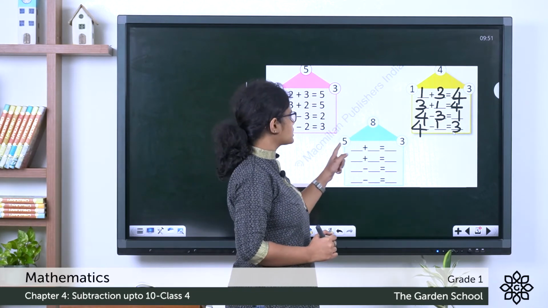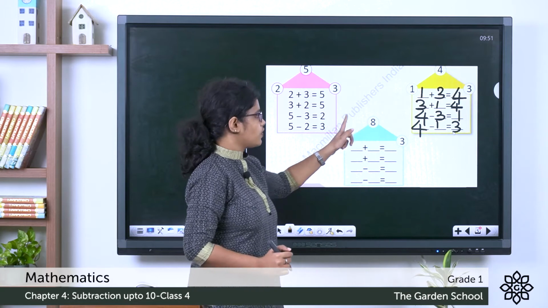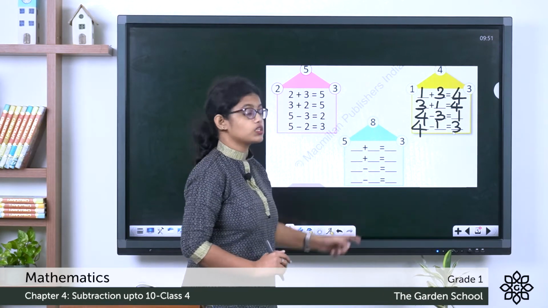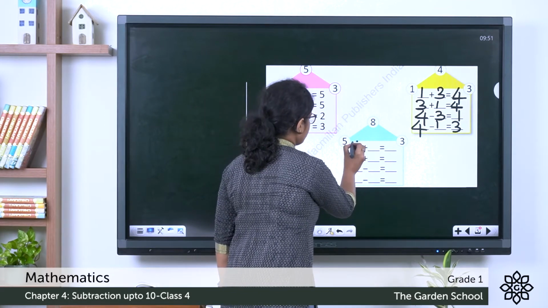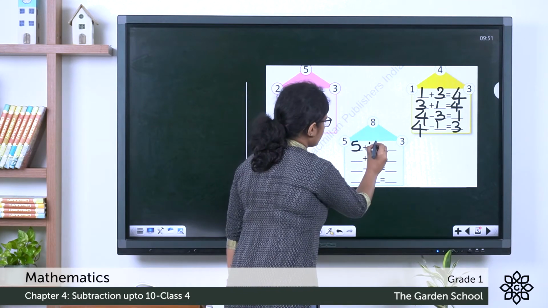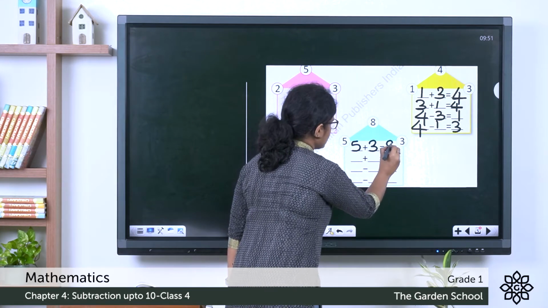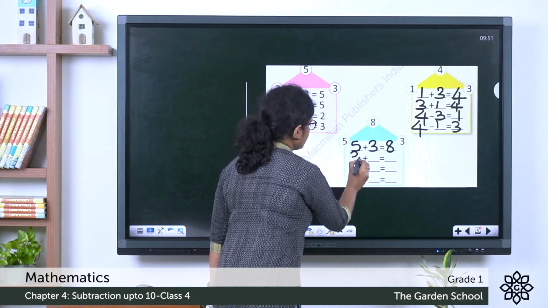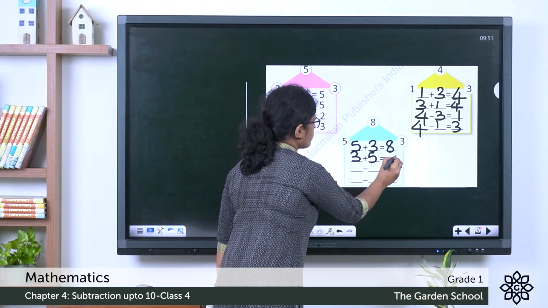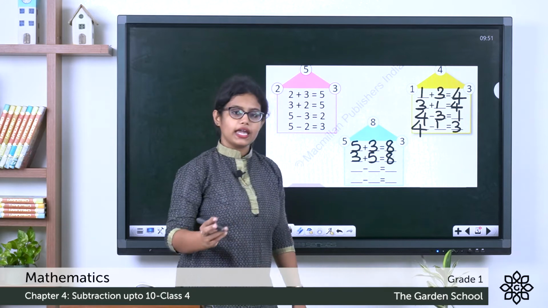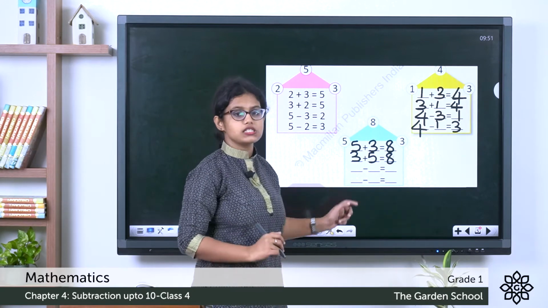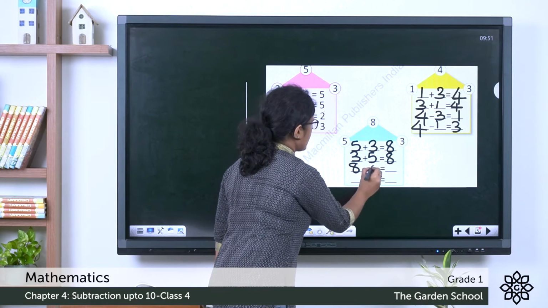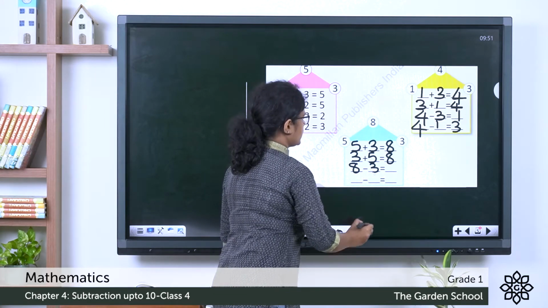So likewise, let's do this one. So which are the three numbers given here? 8, 5, 3. So which is the biggest number? 8. So first one is addition. So 5 plus 3. So what is 5 plus 3? 8. Then let's change the order. 3 plus 5. So what is 3 plus 5? 8. Now it is subtraction. So 8 minus 3.